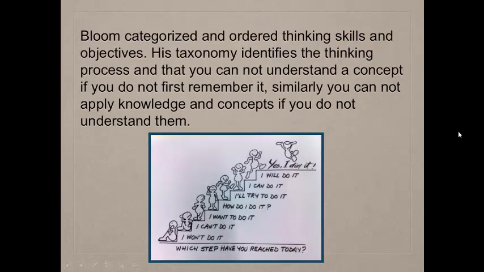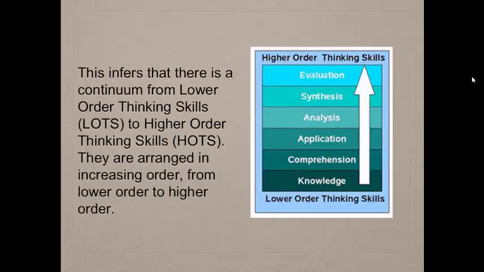So Bloom categorized and ordered his thinking skills and objectives. His taxonomy identifies the thinking process and that you cannot understand a concept if you do not remember it first. Similarly, you cannot apply knowledge and concepts if you do not understand them. This infers that there's a continuum from lower order thinking skills, way down here, of knowledge and comprehension, to higher order thinking skills. These are arranged in increasing order from lower order to higher order.